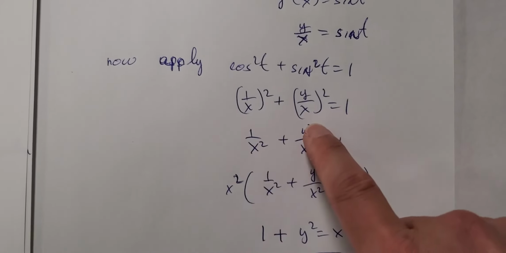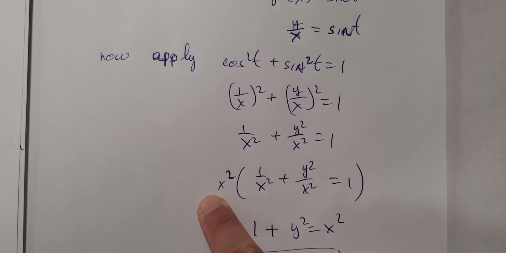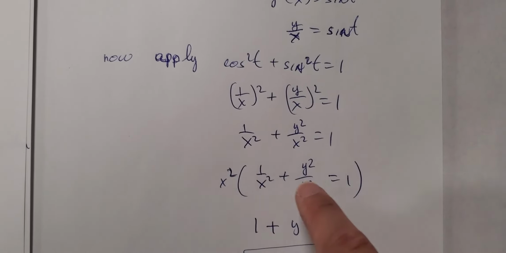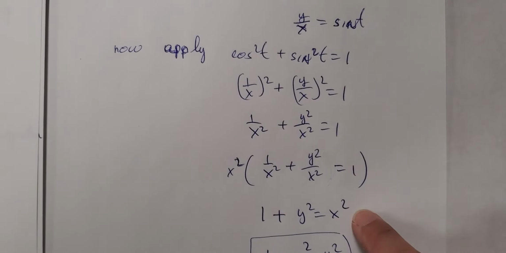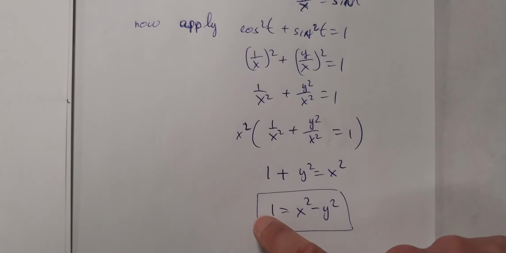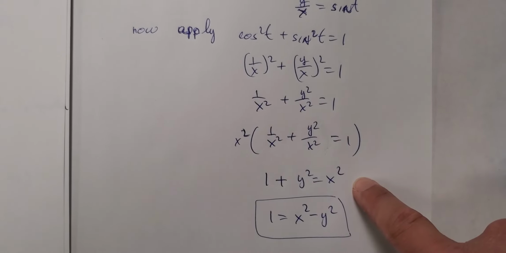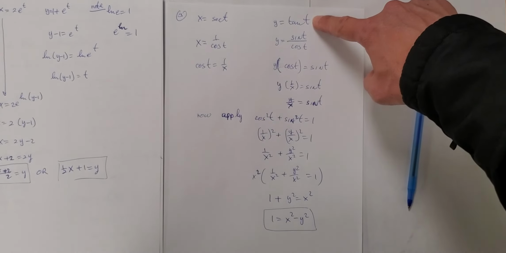Get y squared over x squared. Get rid of the denominator by multiplying by the denominator. So this x squared disappears, I have 1. This x squared disappears, so I have y squared. x squared times 1 is just x squared. And then I want the number 1 to be by itself, so bring the y squared over. So this is the answer to this equation.